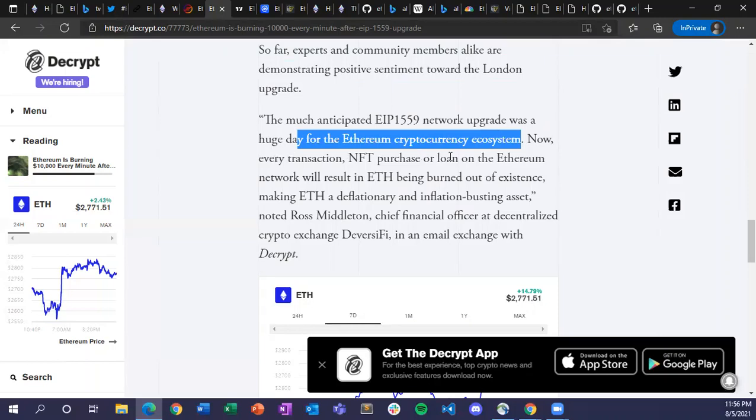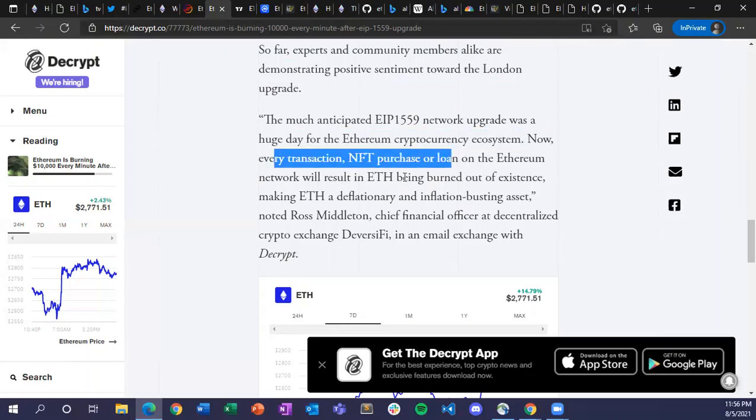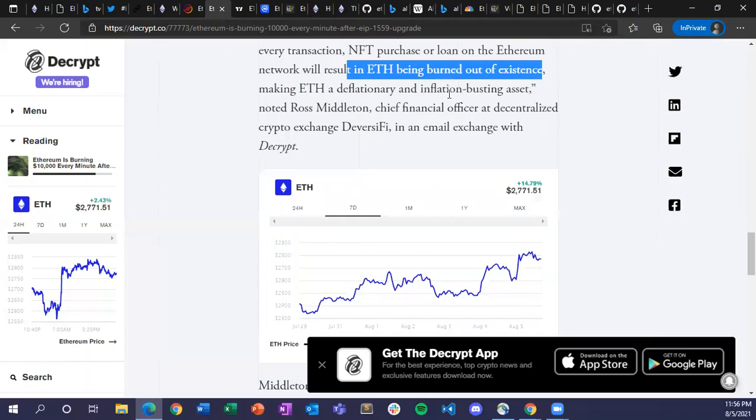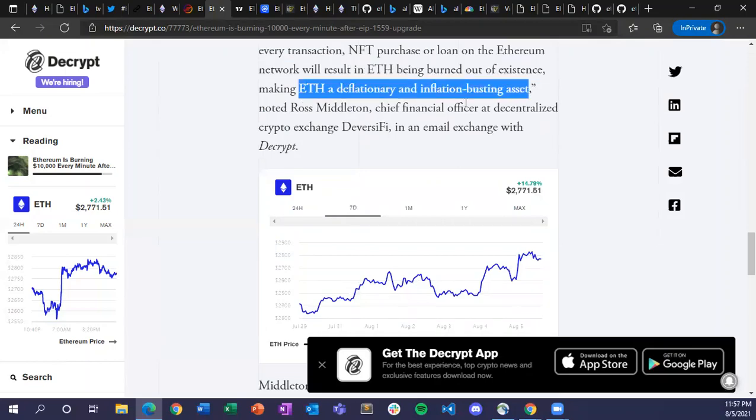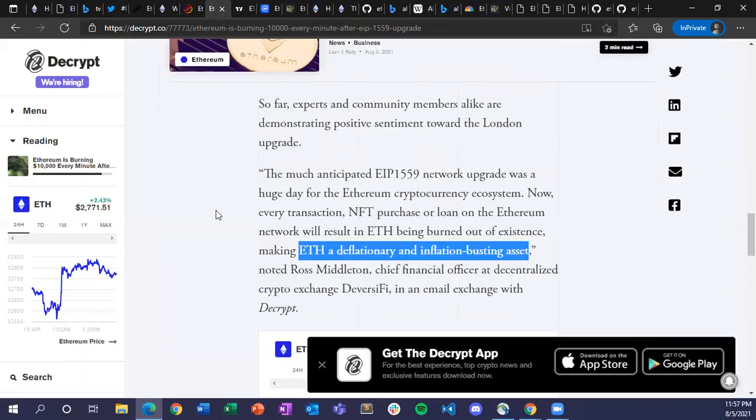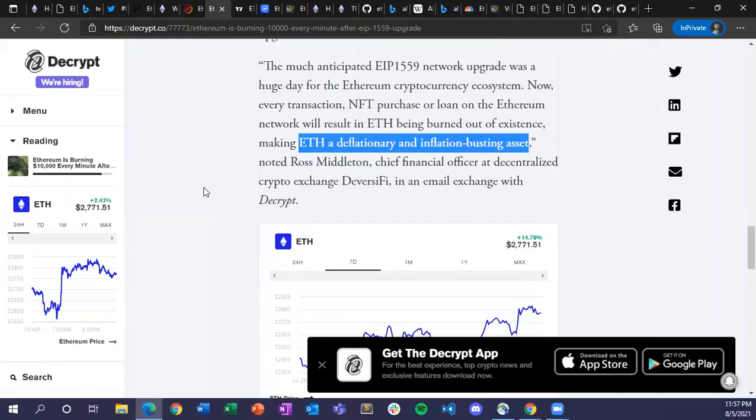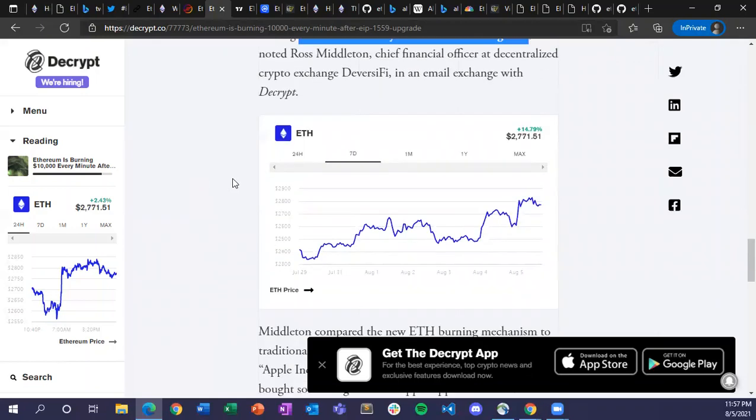Now, every transaction, NFT purchase, or loan on the Ethereum network will result in ETH being burned, making ETH a deflationary and inflation-busting asset. So if you remember, the narrative around Bitcoin is that it's a deflationary currency, a hedge against inflation. Now, Ethereum can introduce that narrative to its own attributes, right? In addition to smart contracts, NFTs, DeFi, etc. Now it's part of that deflationary currency narrative that Bitcoin is well known for.